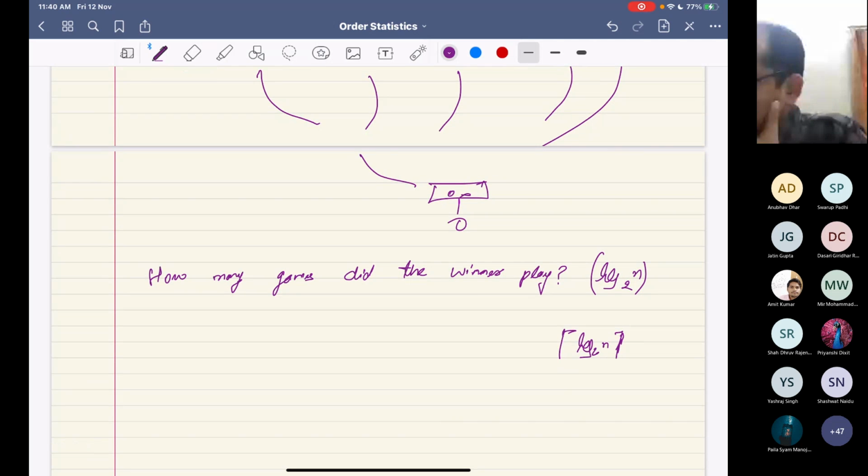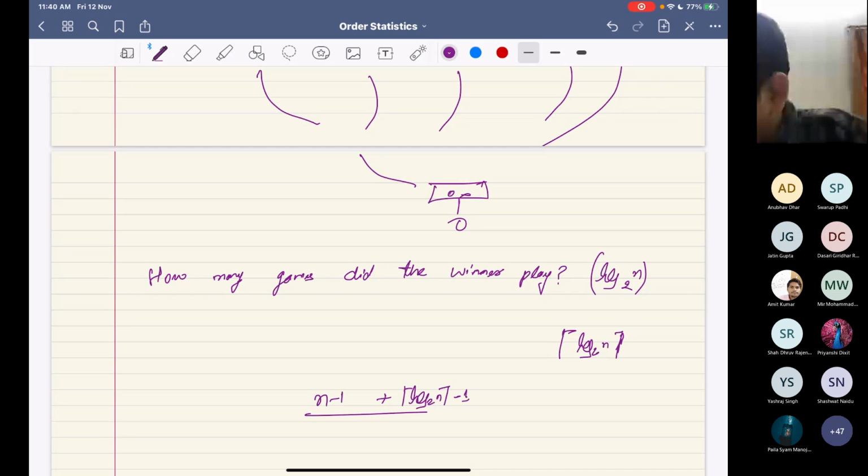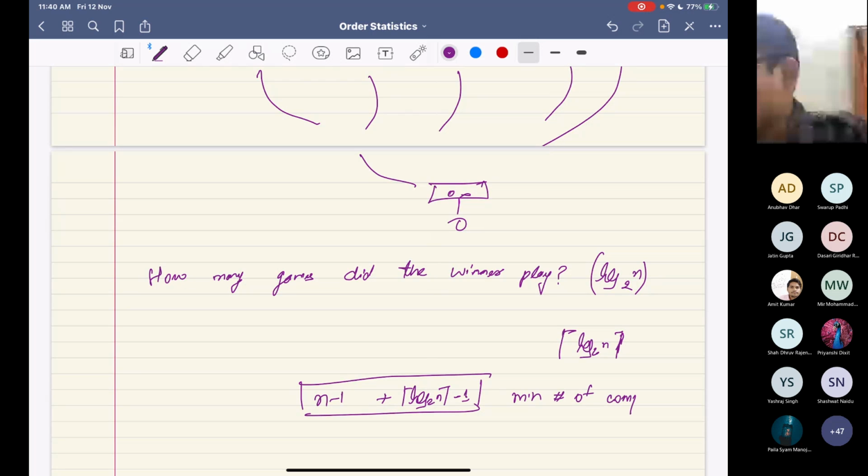Okay, so you have to make comparisons between these. So again, you need n-1 plus log n minus 1. So this is the minimum number of comparisons to find the second largest.